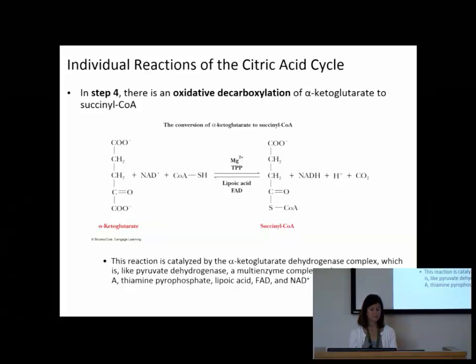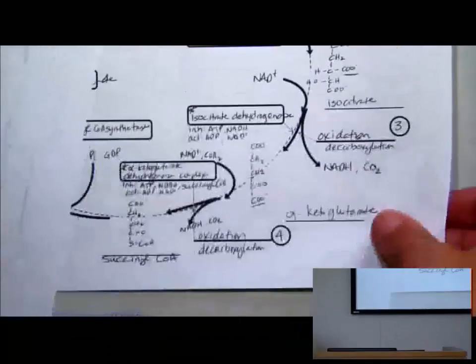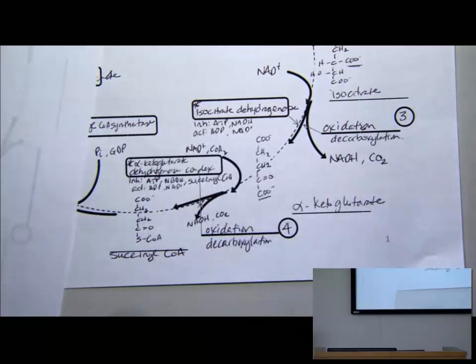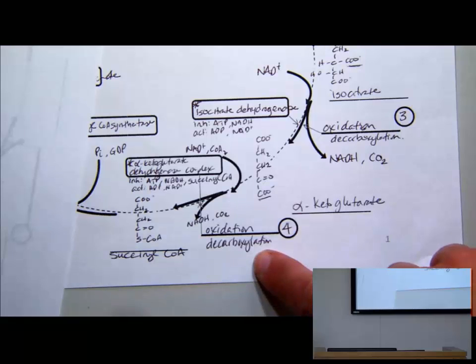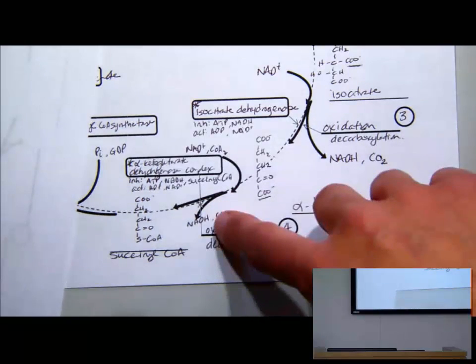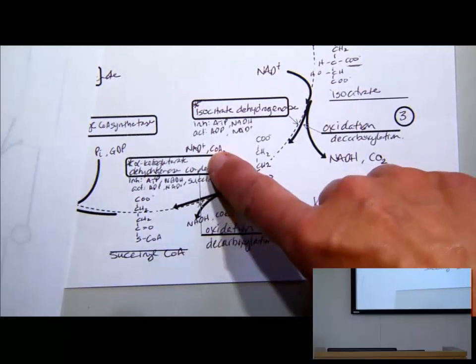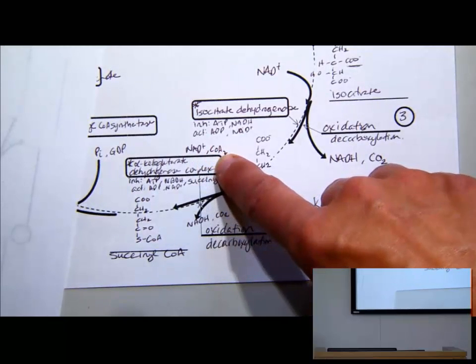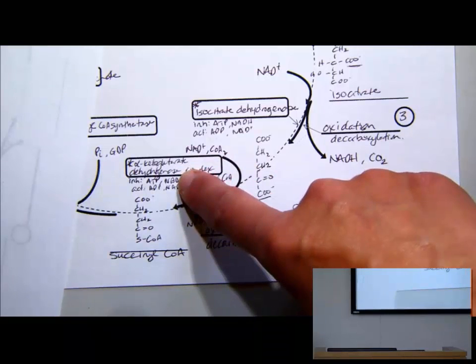So we'll go back to our document camera, and all right. So we already have this down. Again, it's another oxidative decarboxylation. We get out an NADH and a CO2. We put in an NAD plus and a coenzyme A. This is alpha-ketoglutarate dehydrogenase complex. That word is complex, that's poorly written.